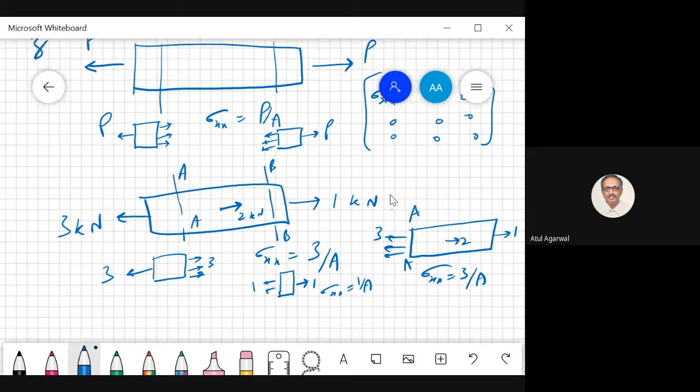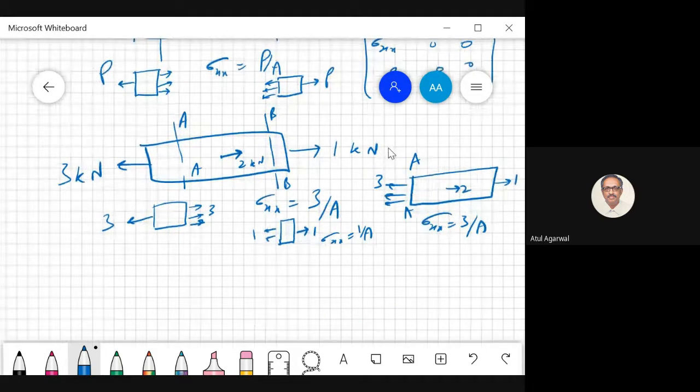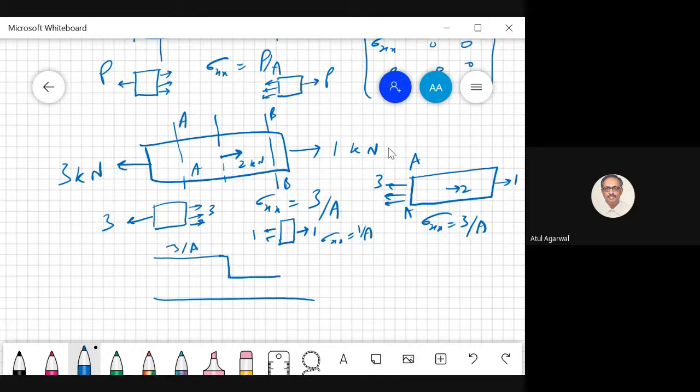This is a standard problem I always put in the exam. At this position, you will find that there is a stress discontinuity. Till here the stress is 3 by A, after this the stress is 1 by A. Any problem?